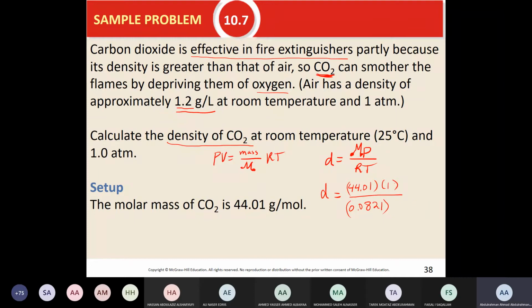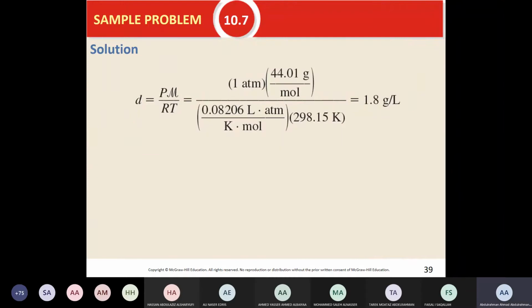That's the right way. So what's T? 298.15. And you should have the answer. What's the answer? Quickly. 1.8 grams per liter. How easy is this? So easy.